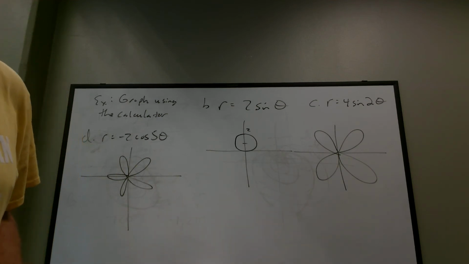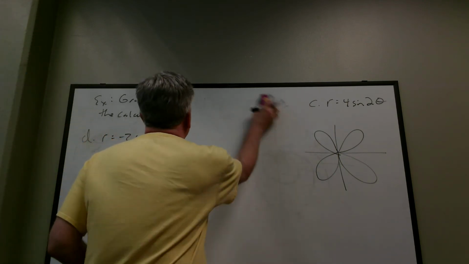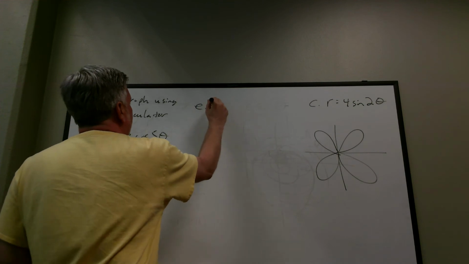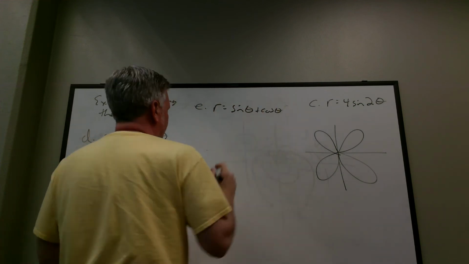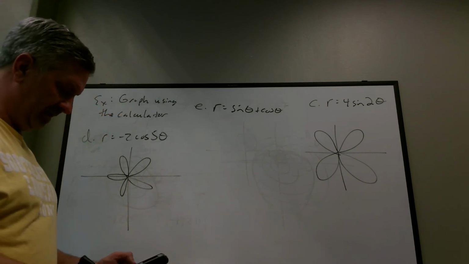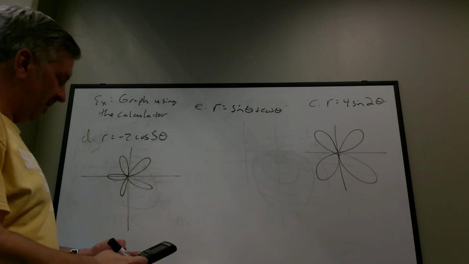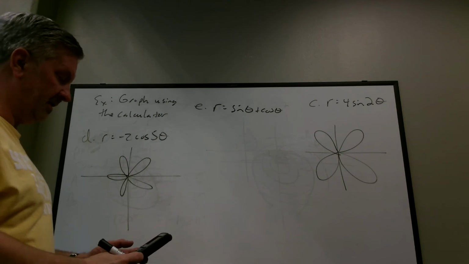What if I do something a little more elaborate? So the last example we'll do here on the calculator, example E, I say R is sine theta plus cosine theta. Let's try that one. So if I go back to R equals and clear out the ones I've already typed in, sine theta plus cosine theta.